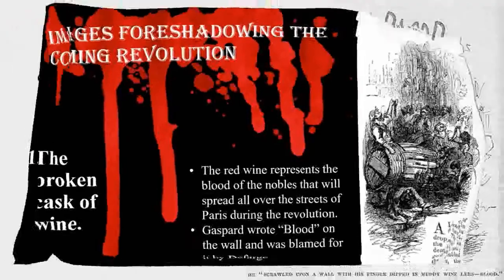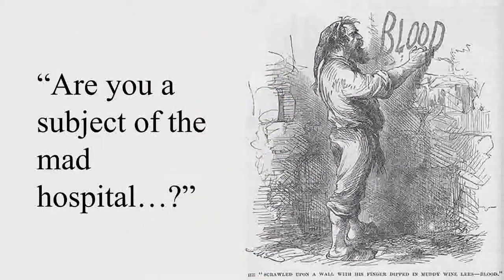So, the spilled wine shows that, or predicts that, it will be the blood of the noblemen that will spread all over the streets of France during the French Revolution. You know that this man is called Gaspard. He was one of the Jacks, right? And he was Duvarge's friend.